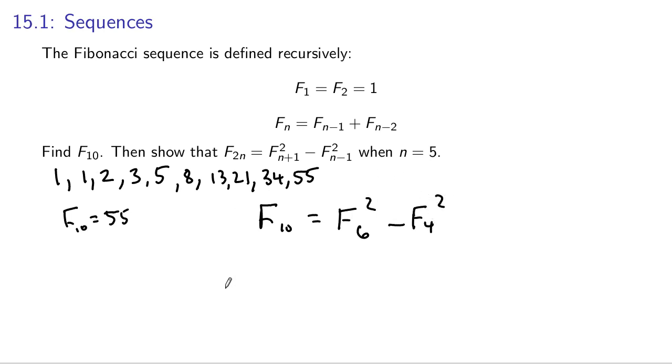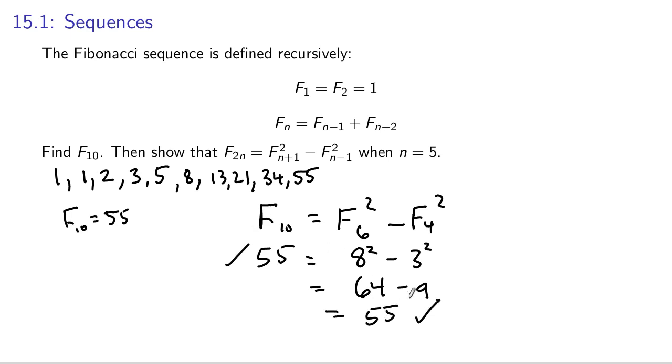So f of 10 was 55. F of 6, 1, 2, 3, 4, 5, 6 is 8. And f of 4 is 3. 8 squared minus 3 squared. 8 squared is 64. 3 squared is 9, which equals 55. So, sure enough, it's true for this. And this is actually an actual identity. It's true everywhere, although we can't prove that in this class. We can just rely on that it's true.